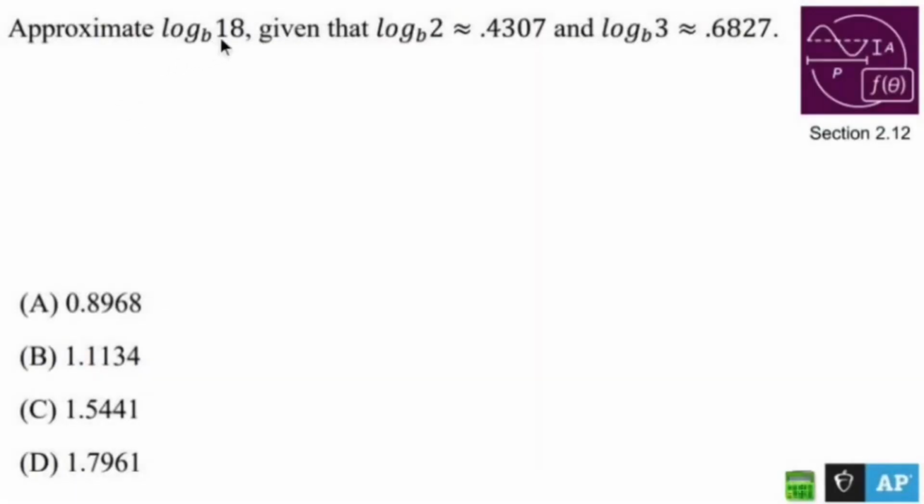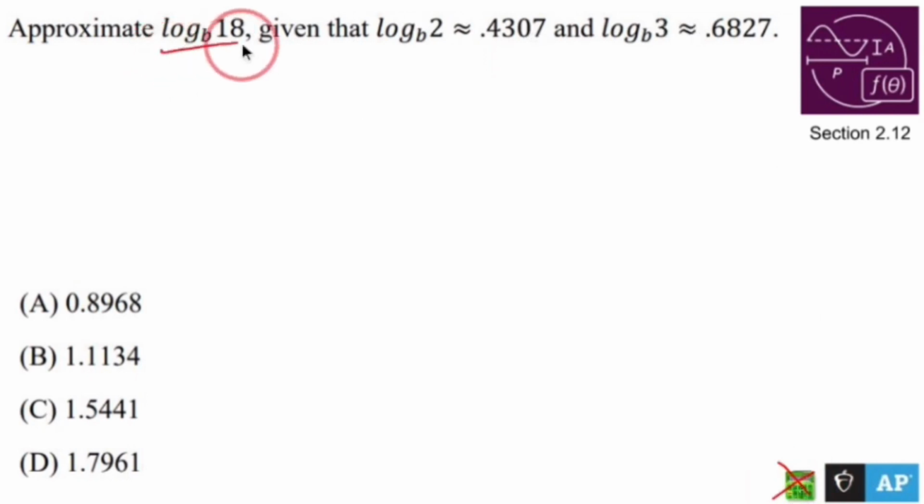Approximate log base b of 18, given that log base b of 2 is whatever, and log base b of 3 is whatever. It's a calculator problem. Okay, so let me think what I can do. I can try to think of maybe some kind of ln reg or logarithmic regression, but I have another idea. Let's pretend that I'm not allowed to use the calculator. Let's just make believe I'm not allowed to use the calculator.